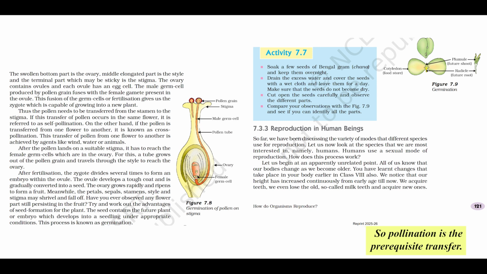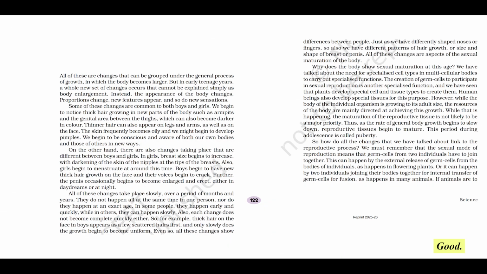So pollination is the prerequisite transfer, fertilization is the subsequent fusion, distinct processes. Transfer versus fusion. Okay, much clearer now. Good. Now let's move to reproduction in human beings.